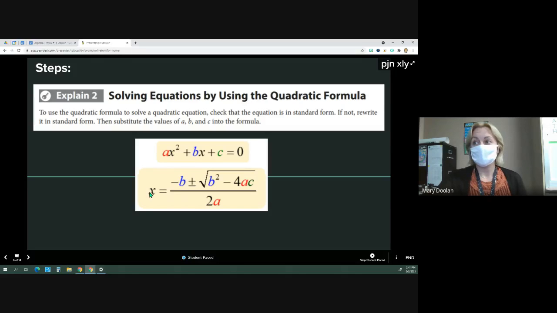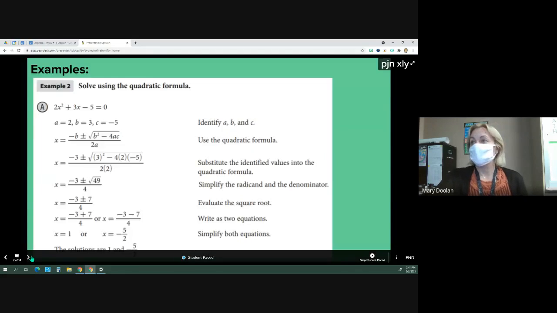And then you write this, x equals negative b plus or minus the square root of b squared minus 4ac all divided by 2a. And you replace the b's with that number. You replace the a's with that number and the c with the constant. And then you just figure out what this is. Okay, so we're going to see what that looks like.